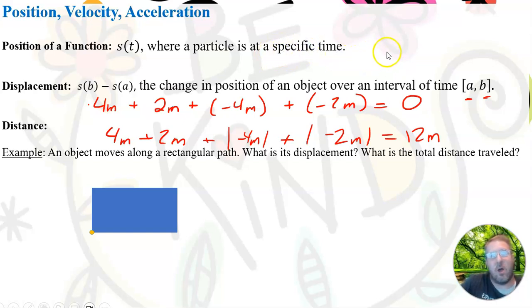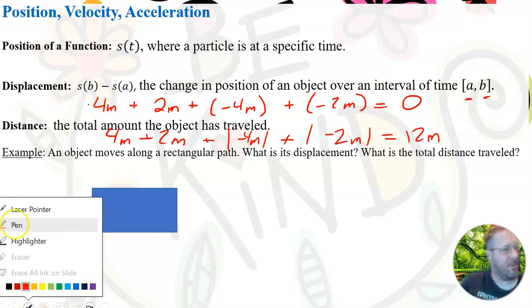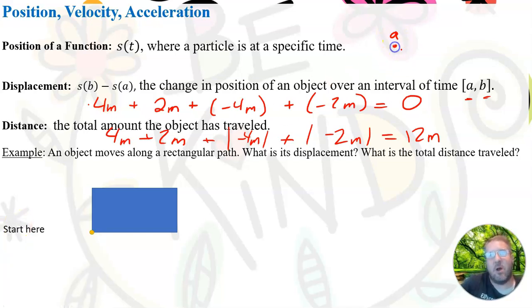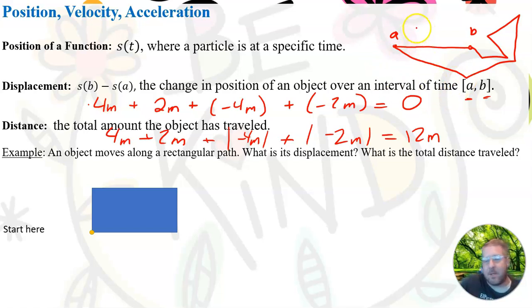Let's say you start at position A, and here's position B, and you go this way, then this way, then this way, and so on. It doesn't matter. Displacement just means you're doing basically B minus A. You're saying, what is the position where you ended minus the position where you started? So the answer you would get for displacement is just this distance right here. It does not matter how much distance you travel. That would be total distance.